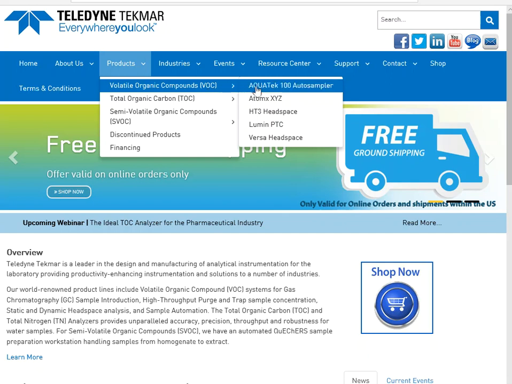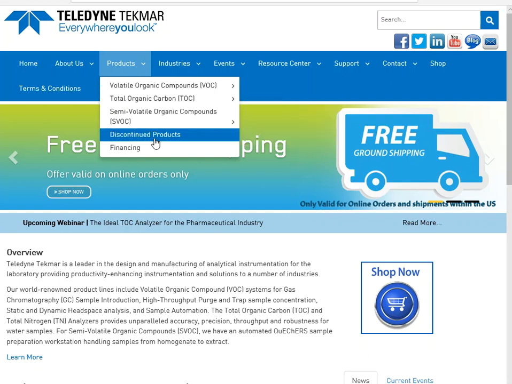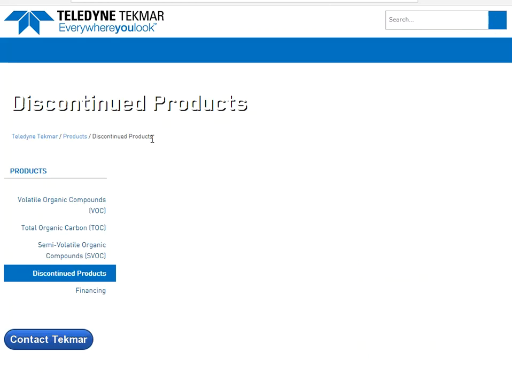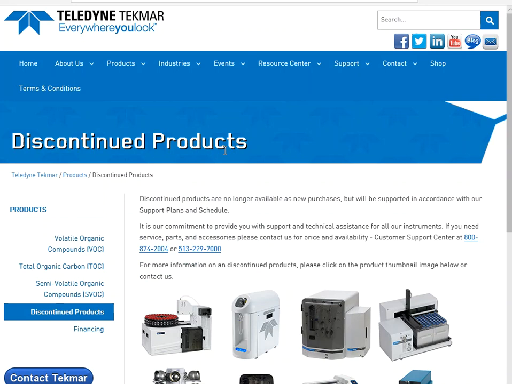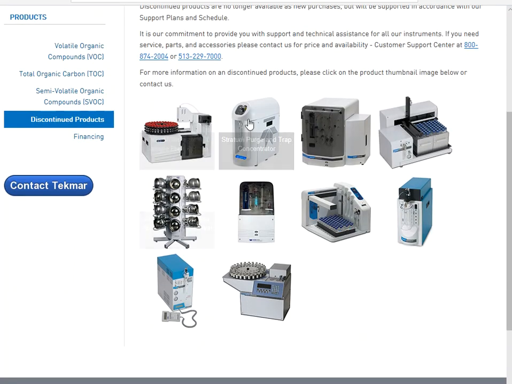So our model is actually not listed here. We have a discontinued product. They no longer make it. It's a little bit older. I'm going to say that our purge and trap system is about 8 years old. So no longer do they make this specific model anymore, but they make something that's similar. So I'm going to click discontinued products. And what you will find, the discontinued products, would be right here.